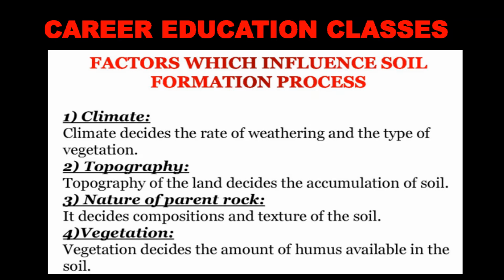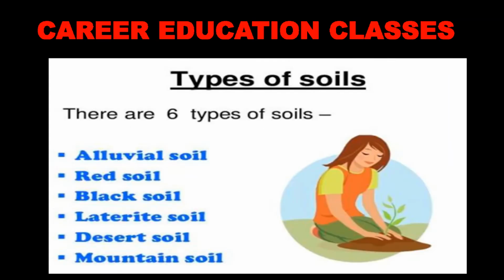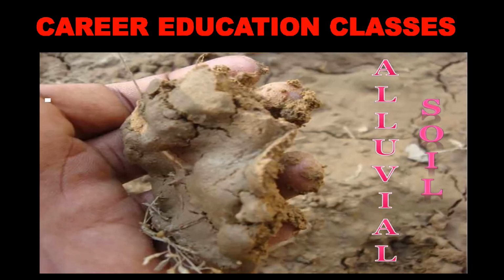Now we move to the next topic, which is types of soil. There are mainly six types of soil: alluvial soil, red soil, black soil, laterite soil, desert soil and mountain soil. First, let us move to the alluvial soil. This is very familiar to you.